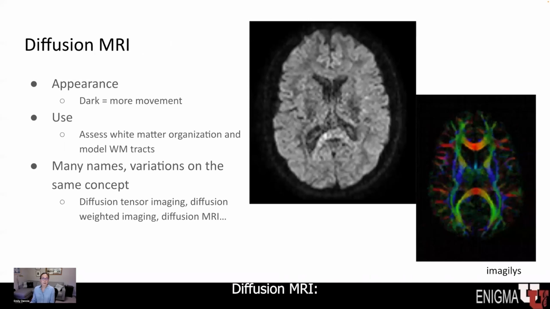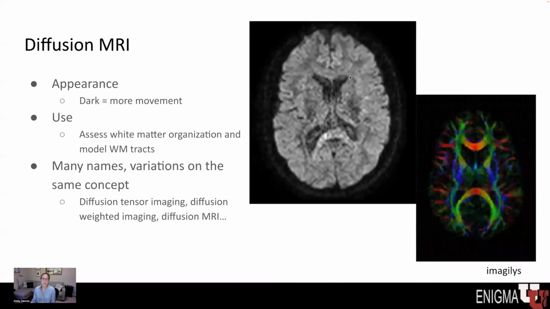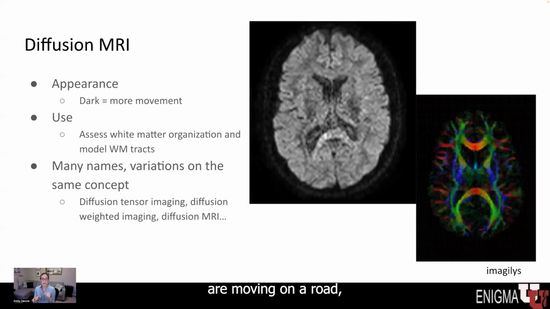Diffusion MRI. Diffusion MRI is a little bit different from these last two in that it's mapping the movement of water in the brain. And we're taking multiple pictures, but from different angles. When you're looking at a picture, if it's dark, that means that there's more movement in that area. If you imagine you're trying to assess how quickly cars are moving on a road, just taking a picture at one location is not necessarily going to help you. But if you can have multiple views, you can assess how fast things are moving.